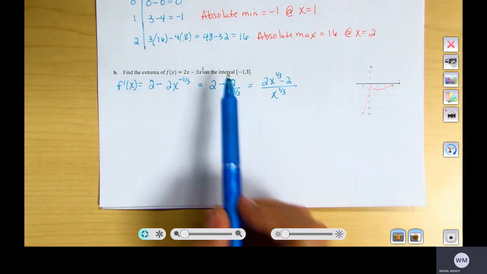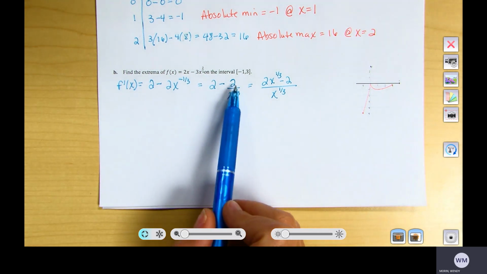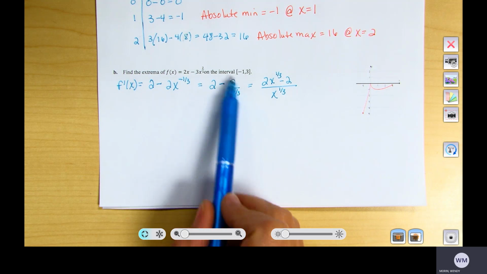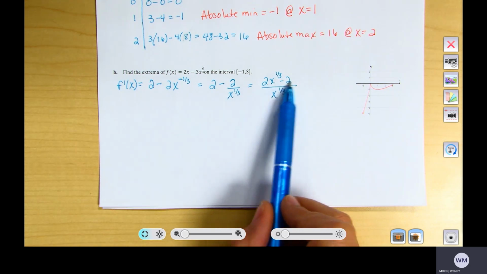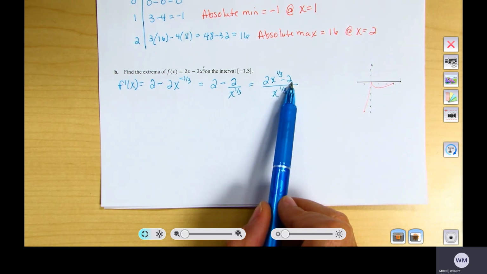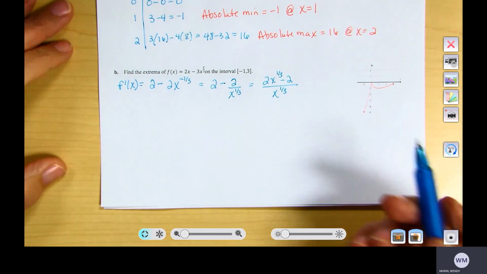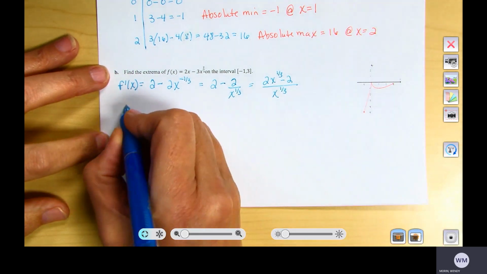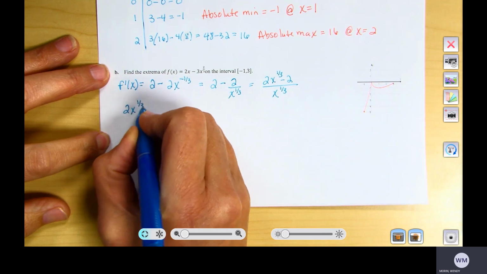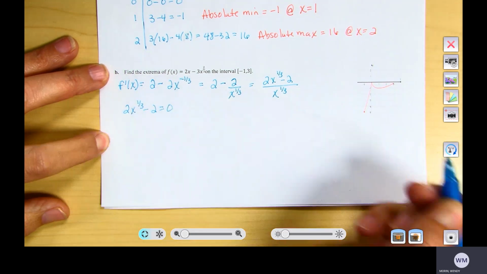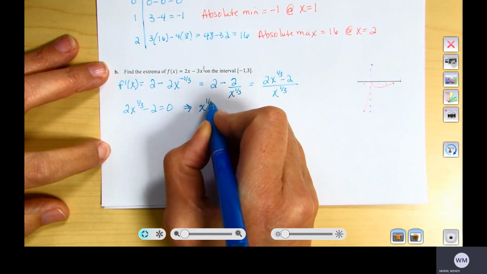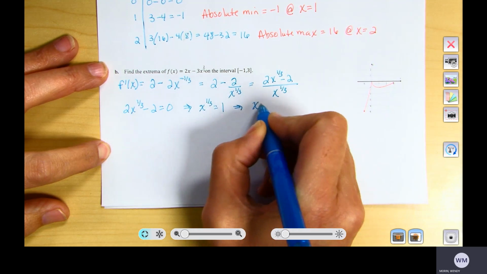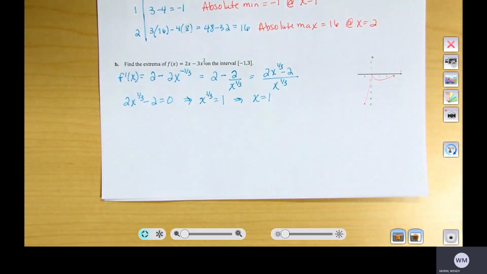You're going to get the same answer. But what you have to realize is that we have critical values wherever the first derivative is equal to 0. So if you set this derivative equal to 0, it would be the same thing as setting this numerator equal to 0. Okay, so however you decided to do it, you would get the same answer. So you would end up getting 2x to the 1/3 minus 2 is equal to 0. And that's going to give you what? x to the 1/3 equals 1, which gives you x equals 1. So that is a critical value or critical number.